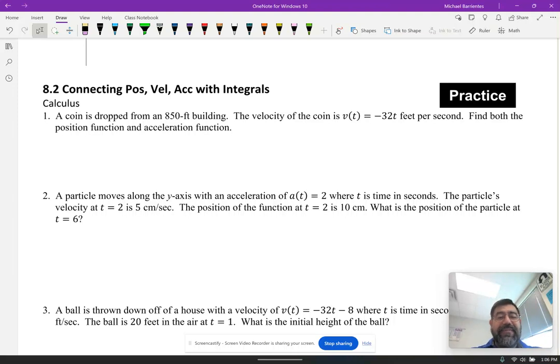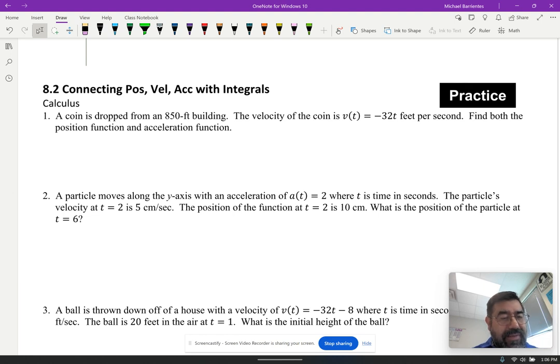All right, last video to practice more with position, velocity, acceleration. Now knowing what we know about integrals, not only can we go forwards from position to velocity to acceleration, but we can go backwards from acceleration to velocity to position. So let's read number one.